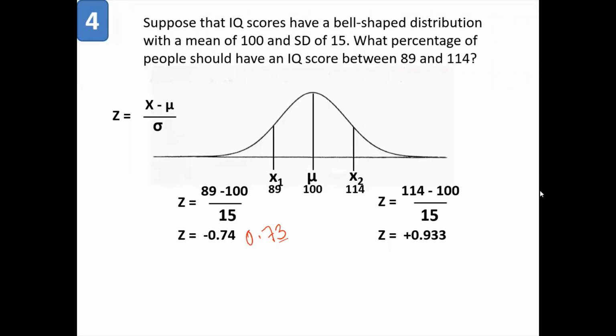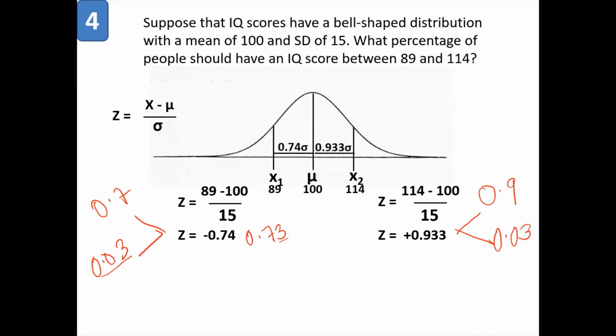Okay, fine. So this is my Z value for x1 and this is my Z value for x2. So how to split this into two parts to read the Z table? I'll split this Z into two parts as 0.7 and then 0.03 or 0.04, depends. And this I'll split as 0.9 and 0.03. So for these values, I have to read the Z table. The meaning of these values is my x1 is at 0.74 standard deviation from mu, and x2 is at 0.933 standard deviation from the mean.